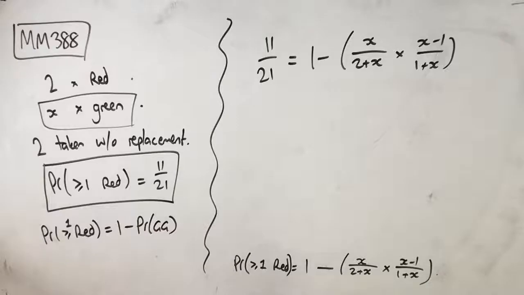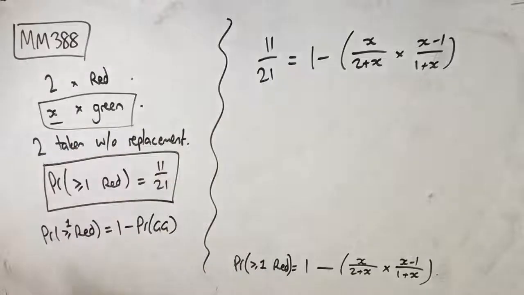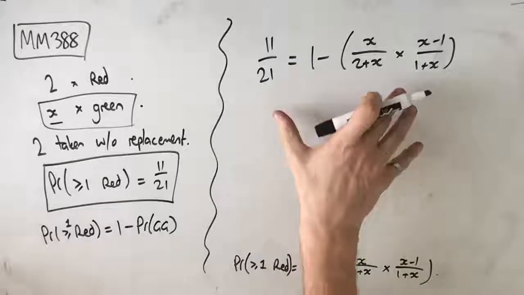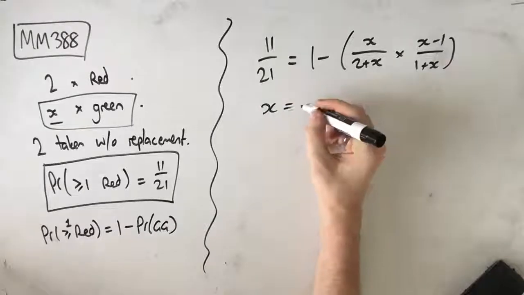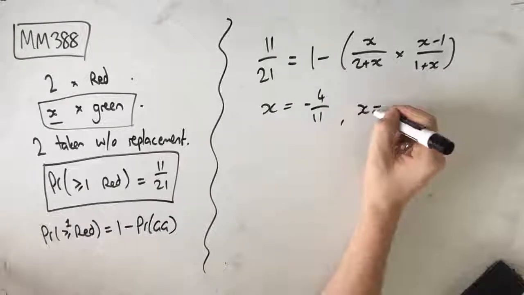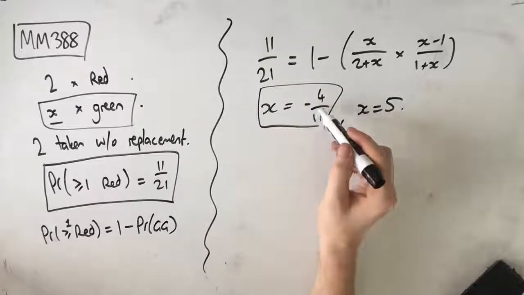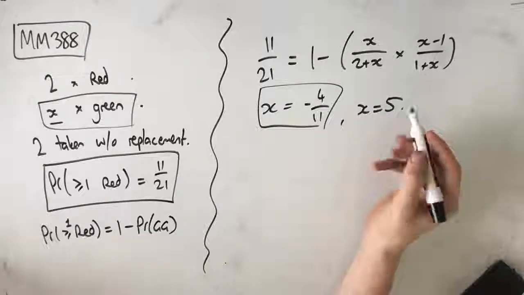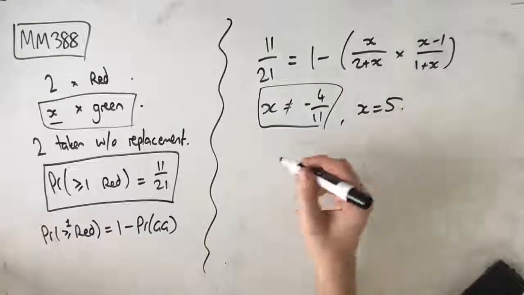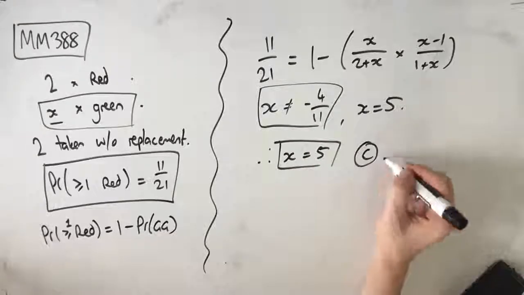So I would just now sub this into my calculator, because remember that x represents the number of green bracelets that we have, okay? So as soon as we solve for x, we'll get the number of greens that we have. So if you put this into your calculator and solve for x, what you're going to get is x equals negative 4 on 11 and x equals 5. Now, x cannot be either a negative or a fraction because we're dealing with numbers of bracelets. So it has to be a whole positive number, can't have a negative number of bracelets. So therefore, this cannot be equal to negative 4 on 11. So therefore, x equals 5, which is our C value.